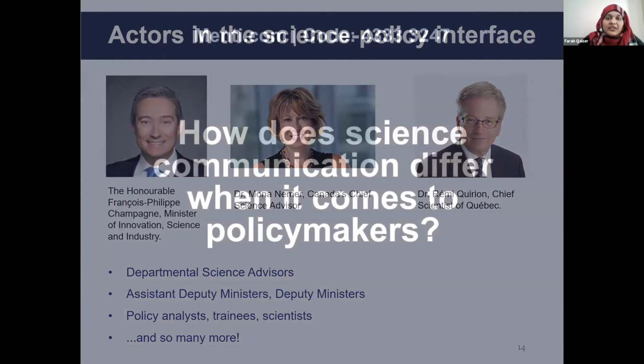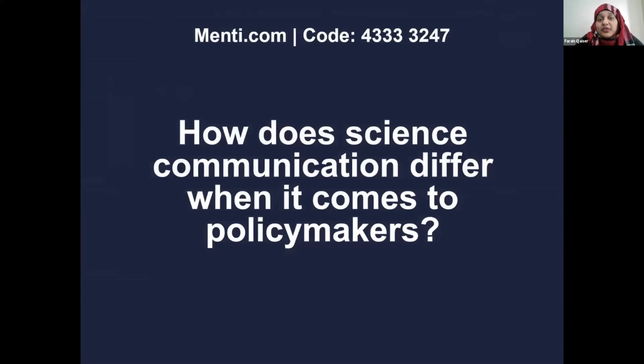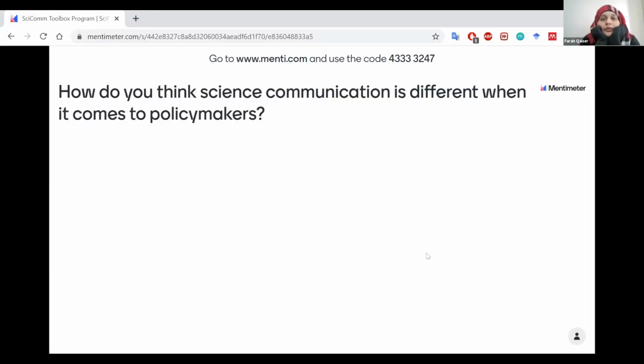So, taking it all together, we now have a better idea of who's involved in science policy and what science policy can look like. And I wanted to ask the question to all of you, which is, how does science communication differ when it comes to policymakers? For some context, we've talked about a lot of different types of science communication over the past few workshops. We've talked about using social media, using visual science communication. And even though a lot of the concepts are the same, I'm curious to hear how you think science communication would differ when you're interacting with policymakers.